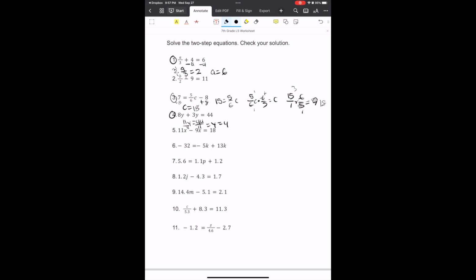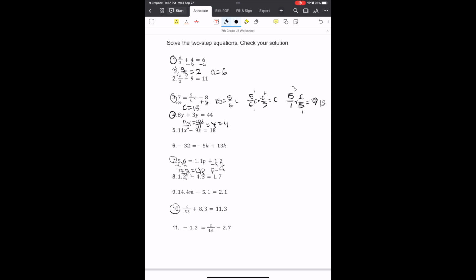Then we can do number 7. 5.6 is equal to 1.1p plus 1.2. First, you want to subtract 1.2 from both sides. So you get 4.4 is equal to 1.1p. And divide both sides by 1.1, and you get p is equal to 4.